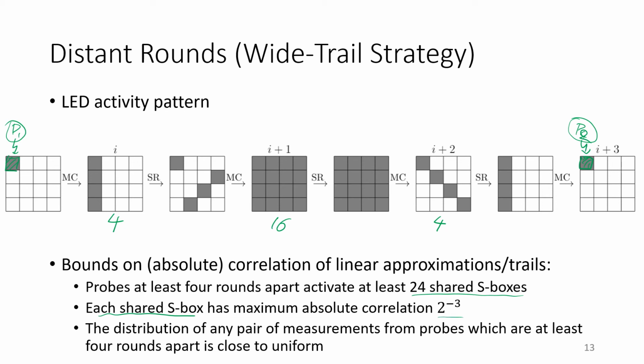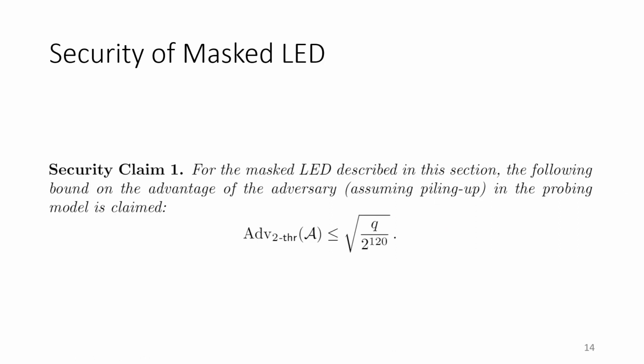And because our S-box is nonlinear, and because we have passed 24 S-boxes on the way from P1 to P2, we can show that the distribution of P1 with P2 is close to a uniform distribution. And in fact, the trail from the previous slide was the best trail you can find through that masked LED.